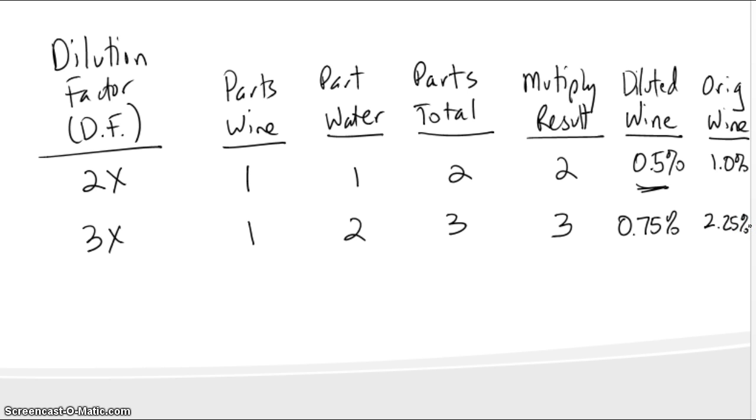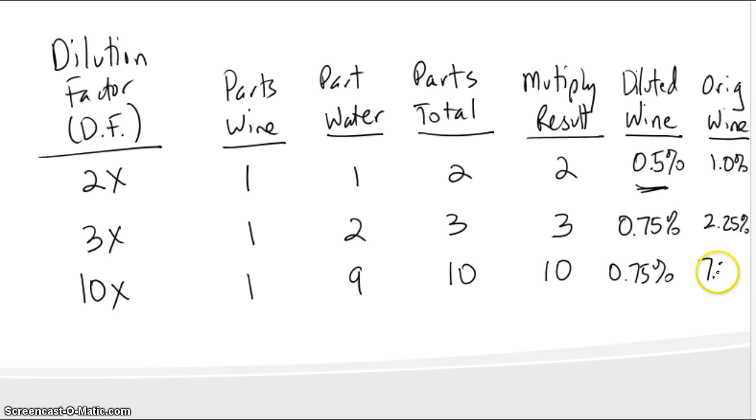That would mean our original wine was 2.25%. And we may have to dilute by even more because maybe our wine had a lot of sugar. So maybe we do a 10x dilution, 1 part wine, 9 parts water, 10 parts total. We multiply our result by 10. Then if we had a 0.75% result, that means our wine had 7.5% sugar. Pretty sweet. So that's how you handle dilution factors.